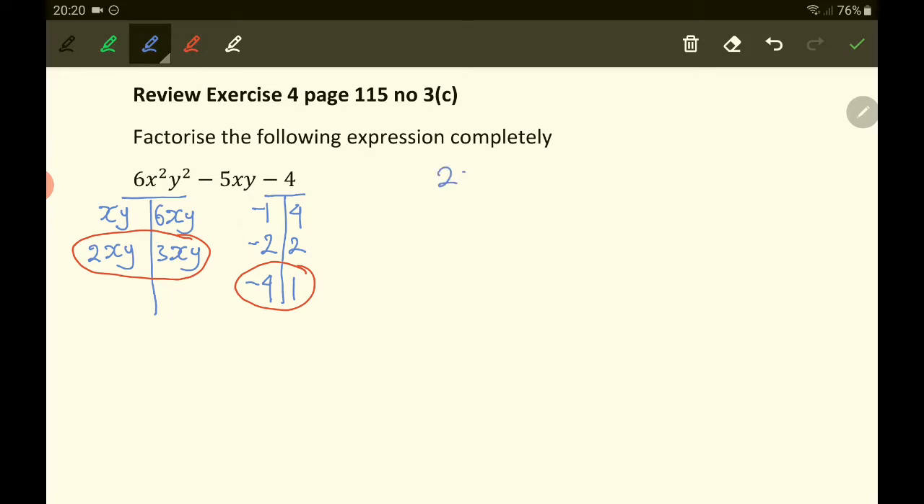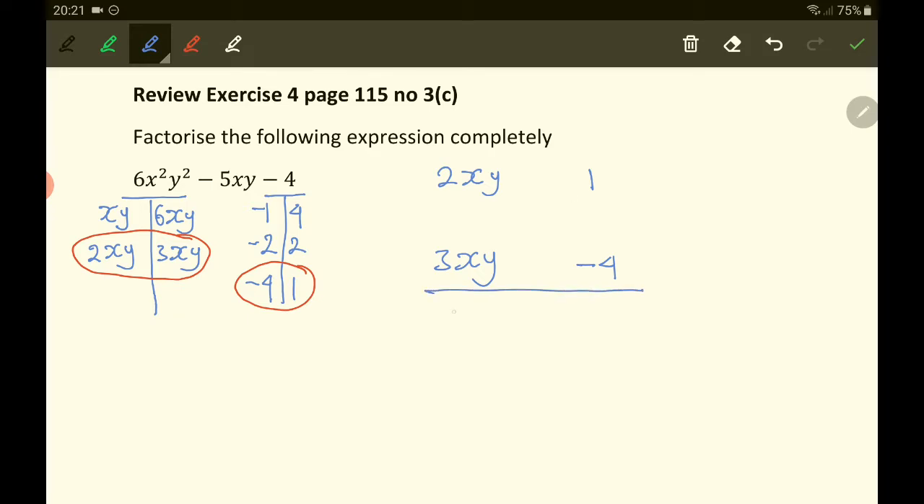Okay, so 2xy, let's use the cross method, and then this is 3xy. Which one goes where? Is the minus 4 on the top or on the bottom? I will choose minus 4 on the bottom, so that we will get minus 8, and then this one is 1. Our goal is to make the cross method produce minus 5xy. I think it will work like this.